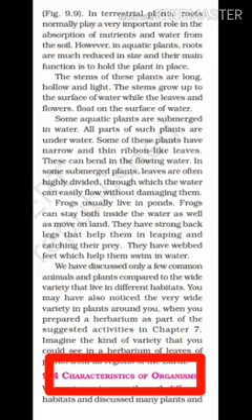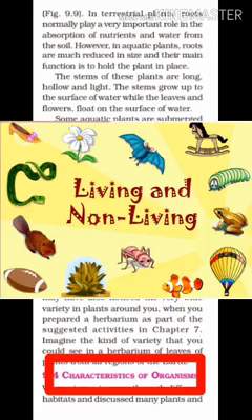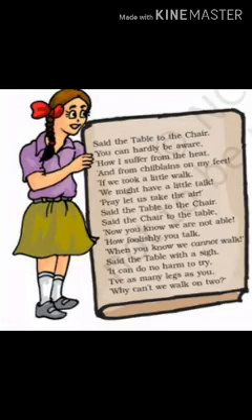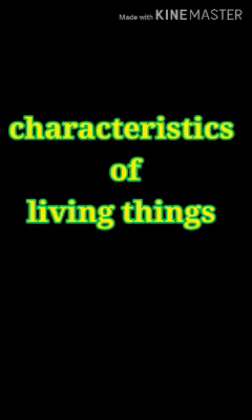Now coming to the characteristics of organisms. The whole world is divided into living and non-living things. Here is a small poem showing the table and a chair talking to each other, but we know that they don't talk to each other, nor can they walk. So there are certain characteristic features which are found in all living things.